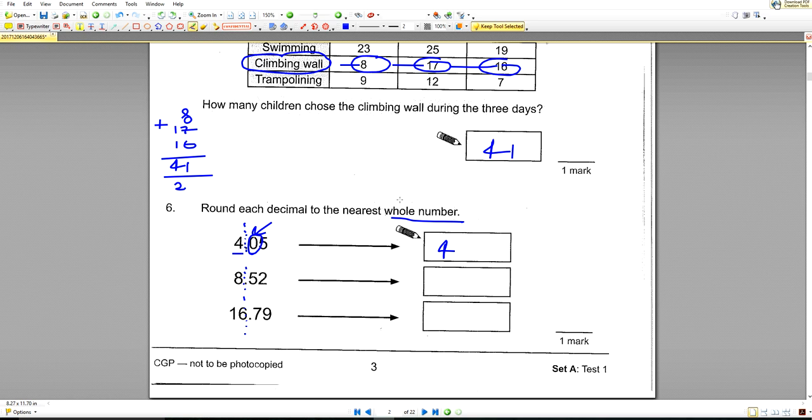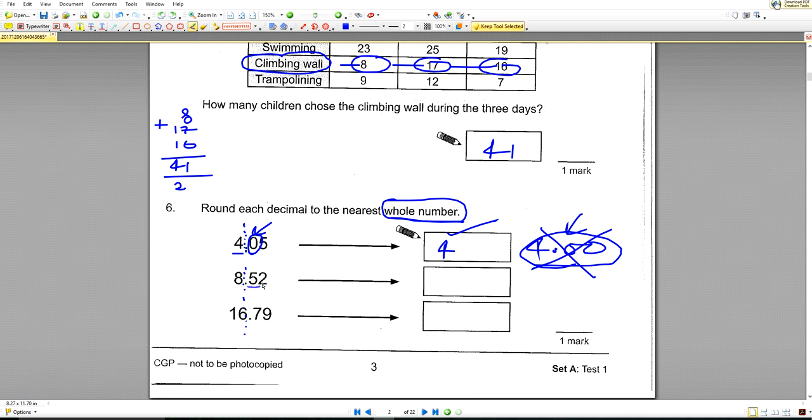Because the key word in this question is whole number. You'll be surprised that students' common answer is 4.00. That is a very funny whole number. A whole number with decimal points in it is a decimal number and not a whole number. So 8.52, that's a common mistake, by the way. Common mistake, and that is incorrect. That's the correct answer. So please be careful, don't make the mistake in the exam.